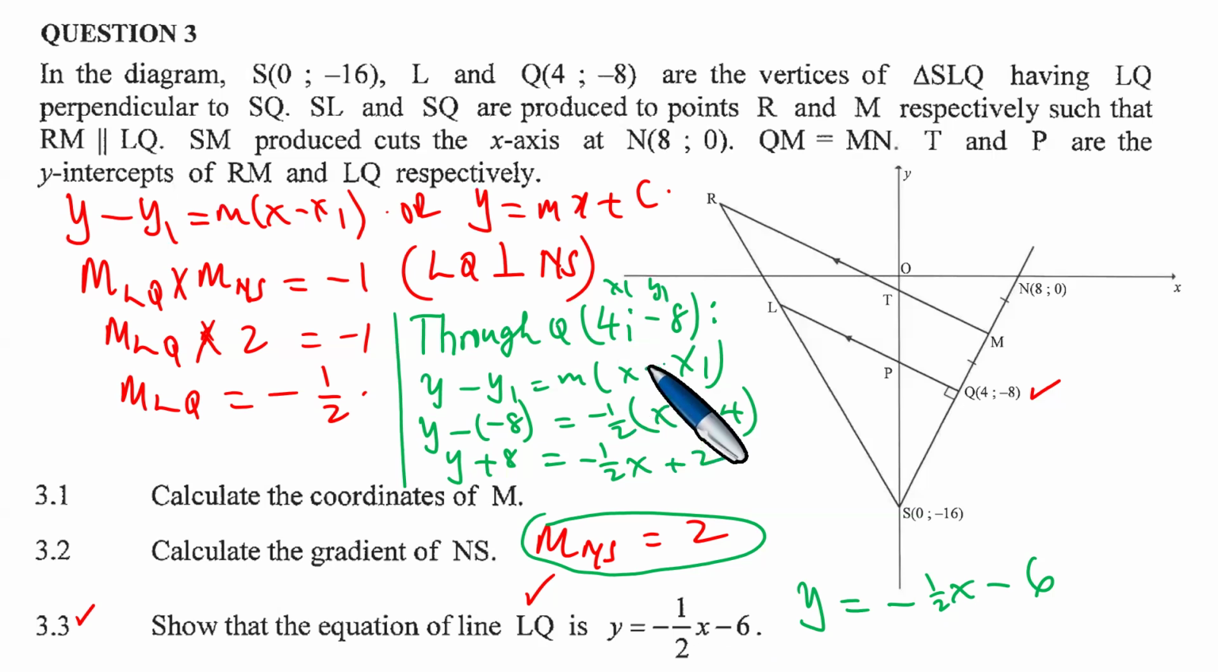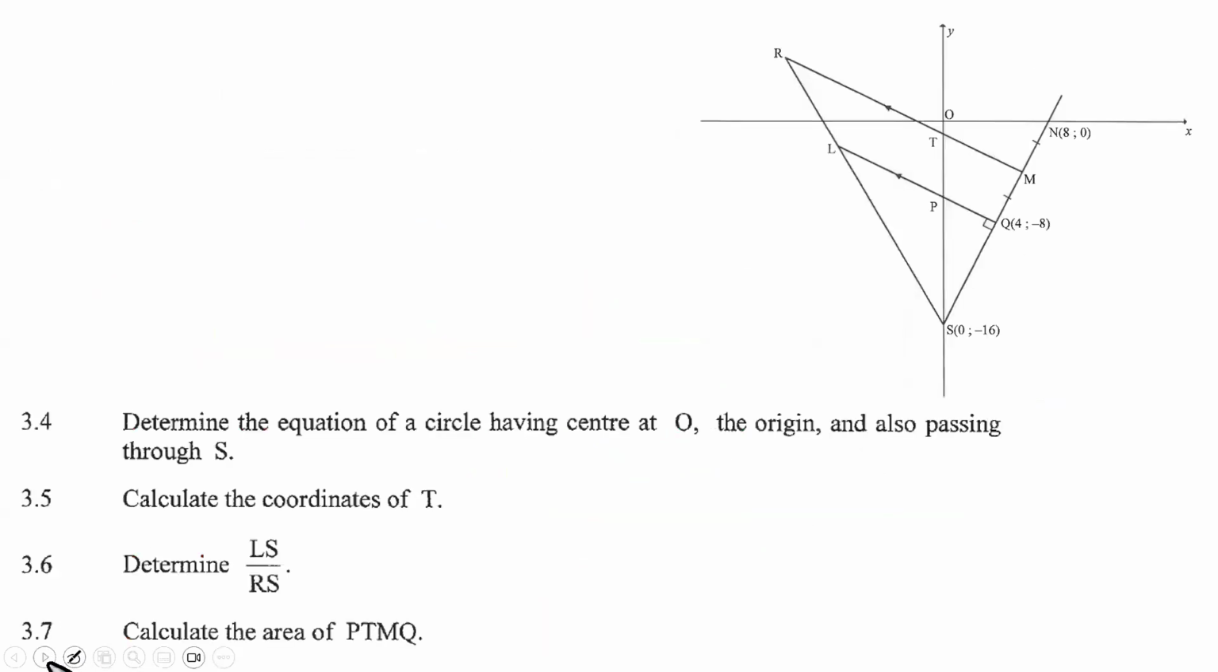Okay, pay particular attention to this and make sure that you understand this, as we move to the next question. In the next question, we want to determine the equation of a circle having center O, the origin. The origin has the coordinates 0 and 0, and the circle also passes through S, like this.